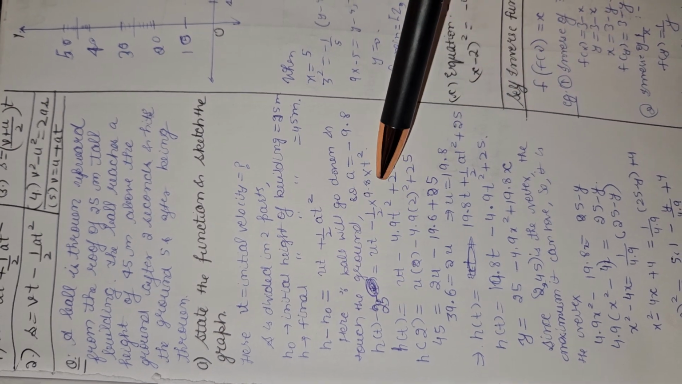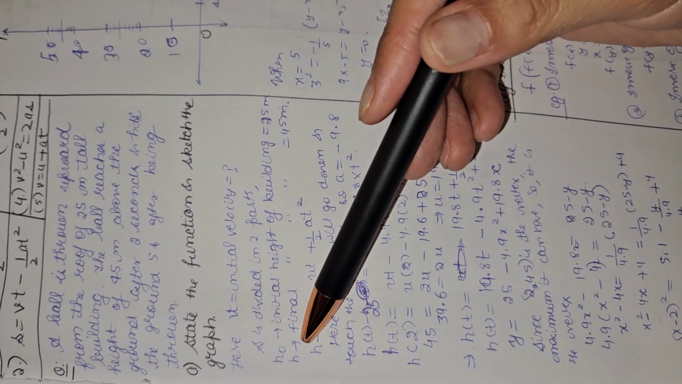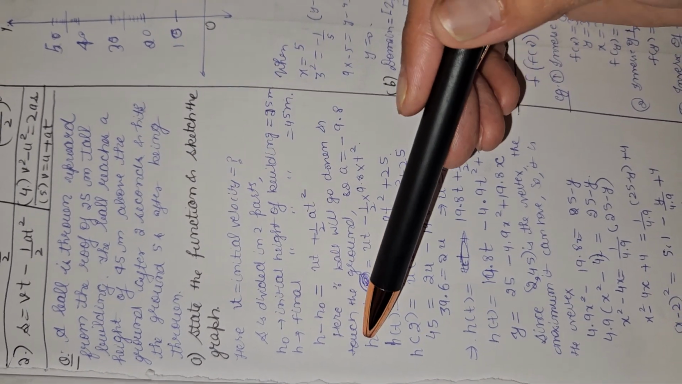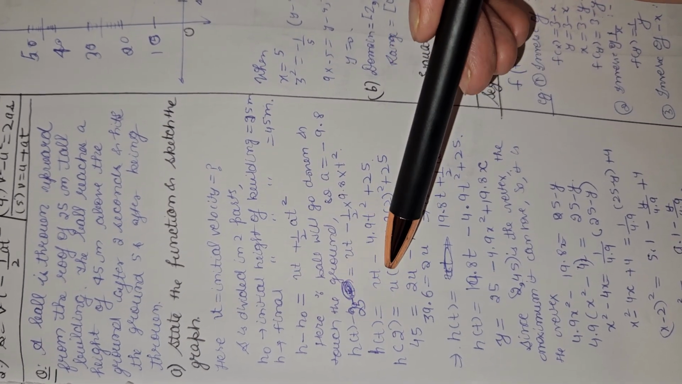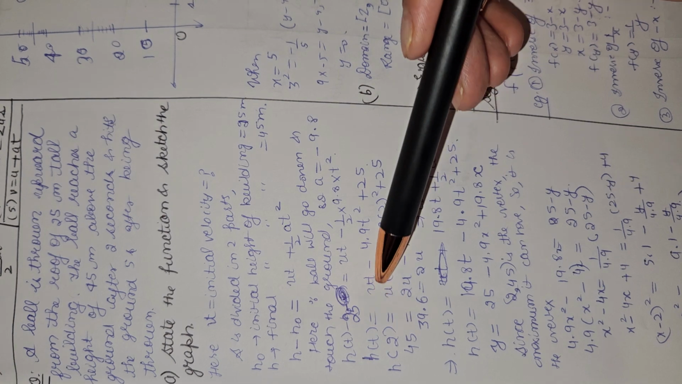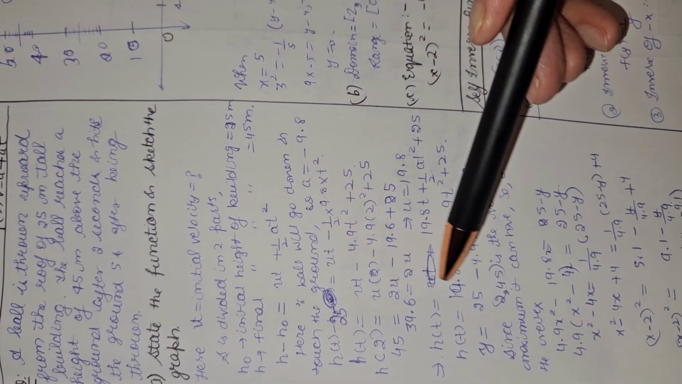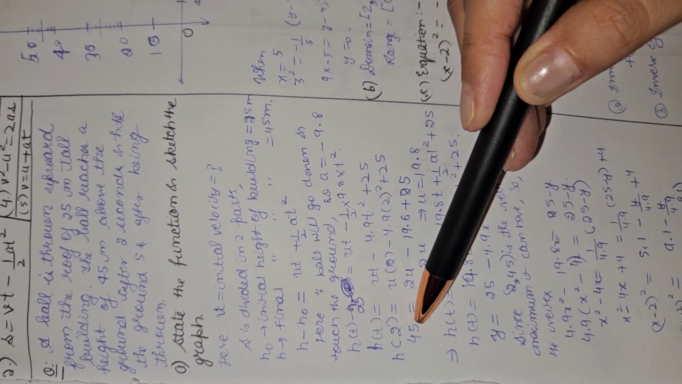So fill all the values here and we will get h as a function of t, because obviously this h is coming when time is 2 seconds. So h is a function of t, and h naught is 25, this is the function. This is basically the equation that they are asking for. When the time is 2 seconds, what's the height? 45.